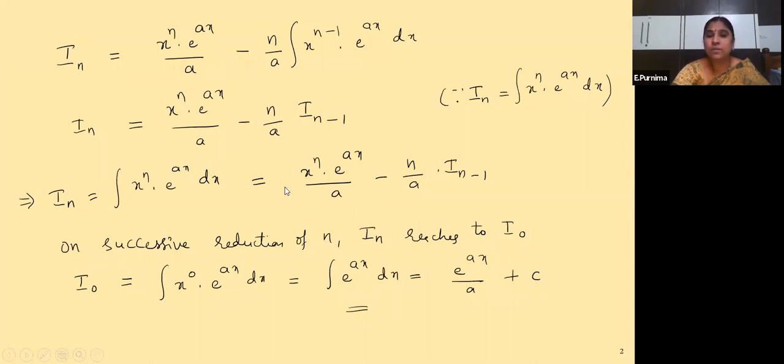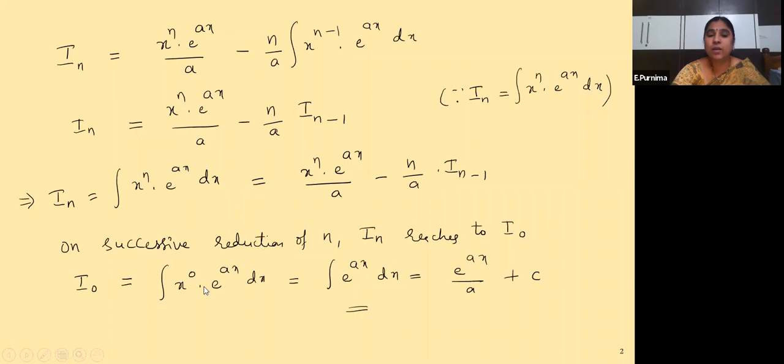It depends on the value of n. If n is equal to 3, then that will be 3, 2, 1, 0. So 4 steps you are getting. Understood? So if it is 4 or 5, the more number of steps will be there. So on successive reduction, In will be reached to I0.